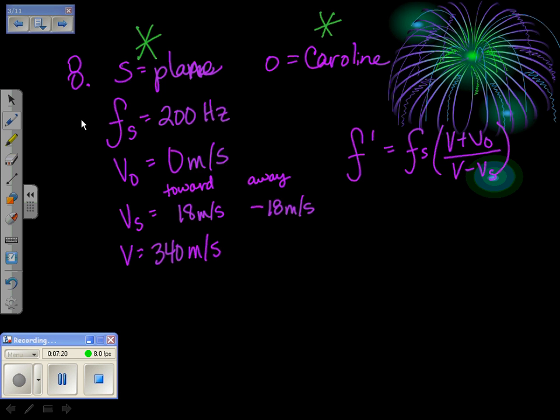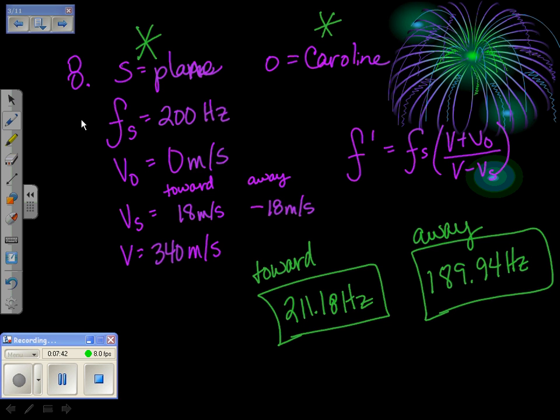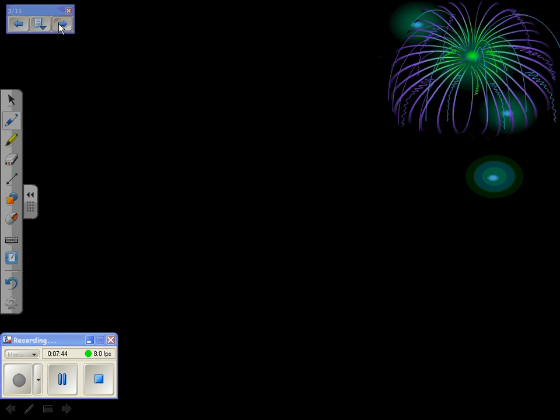Now, for the first one, the toward, she should have 211.18 hertz. And the away, or the receding, should be 189.94 hertz. All right, moving on. Number 9.